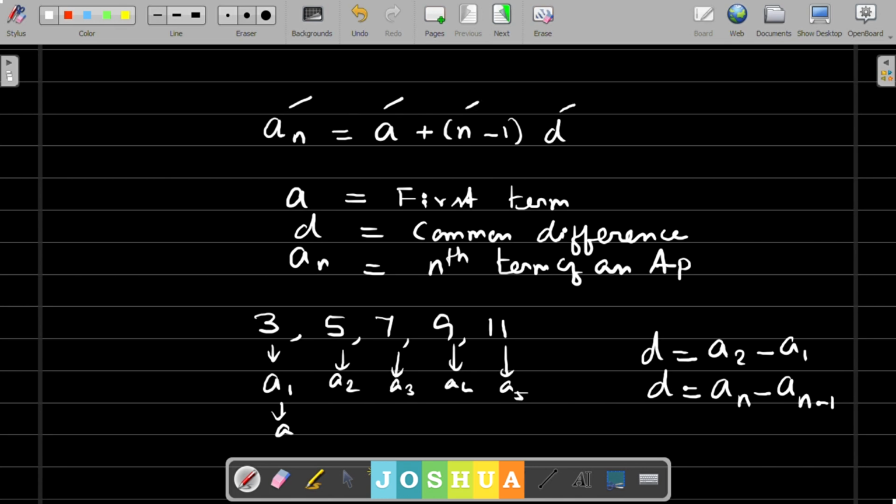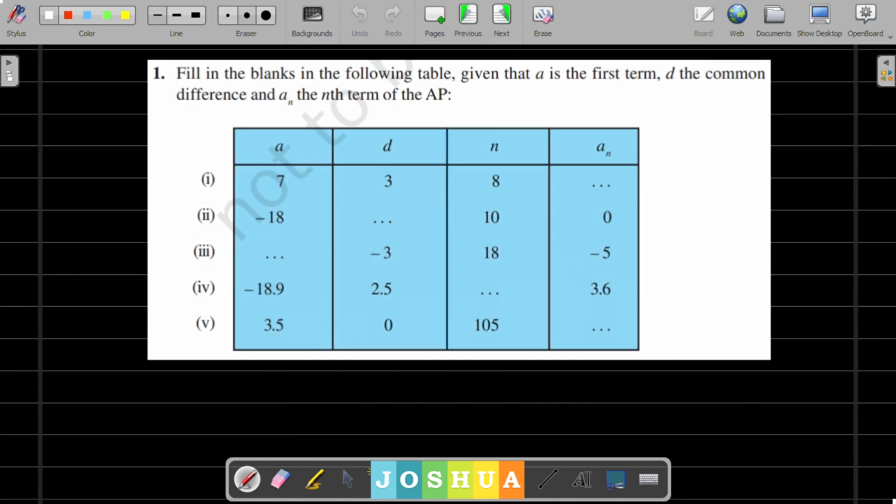And in the given equation there are 4 unknown values: an, a, n and d. Out of these 4 variables, if you know any 3 variables, you can find the 4th value. So that is the logic of this exercise. So the formula here we are going to use is an = a + (n - 1)d. So now start with the first question in this one. Fill in the blanks in the following table. Given a is the first term, d is the common difference, an the nth term of the AP.